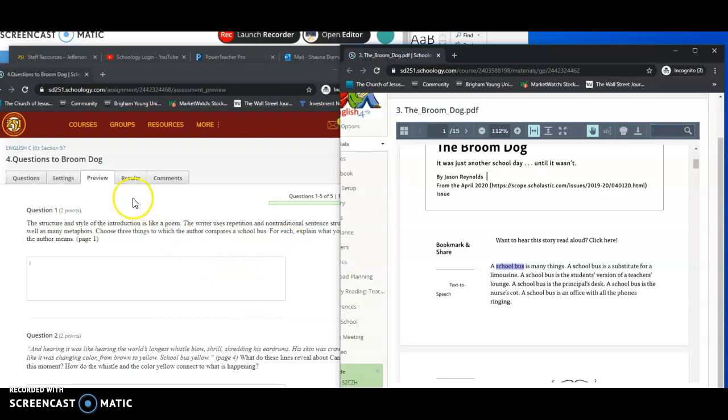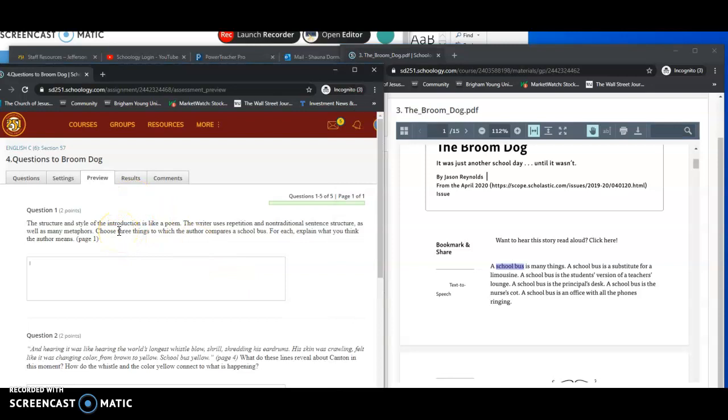All right, so now I'm going to read my first question out loud. The structure and style of the introduction is like a poem. The writer uses repetition, so repetitions are words that repeat, and non-traditional sentence structure, as well as many metaphors. If we remember, a metaphor is a comparison where we don't use like or as. So, she was so beautiful the sun radiated off her skin. That's a metaphor. Choose three things in which the author compares a school bus.